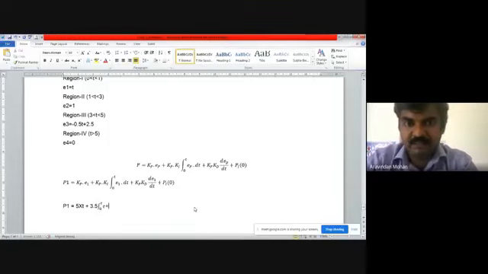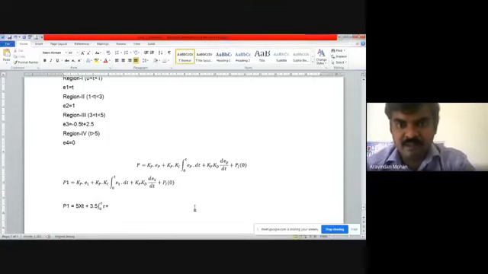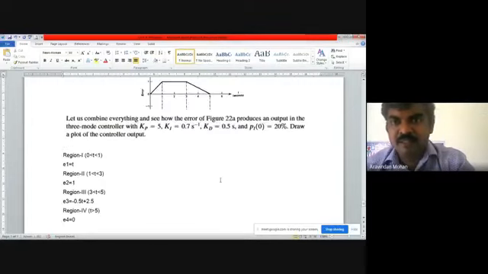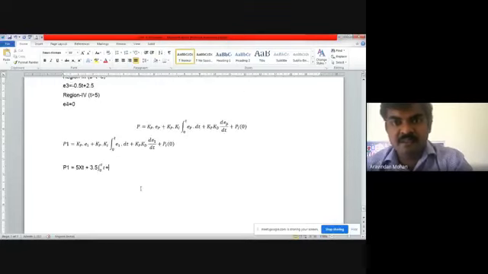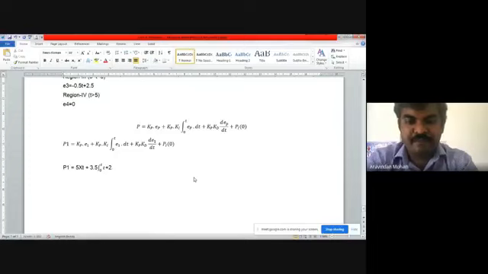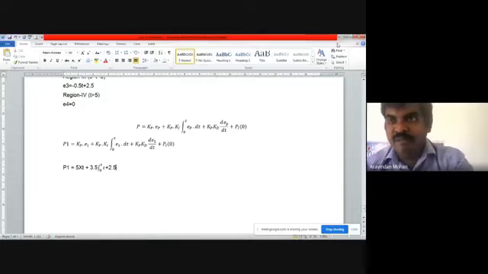Plus, it is somewhat difficult to type the equation, but for your understanding I'm just going to try it. Next, Kp into Kd, so 5 into 0.5 is equal to 2.5.